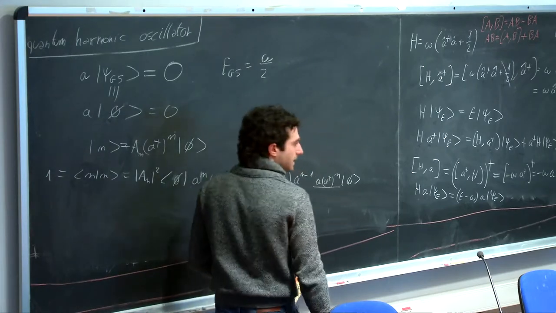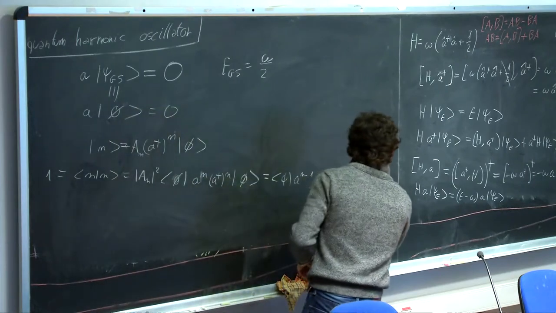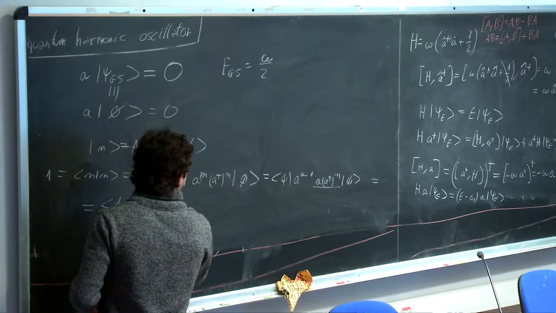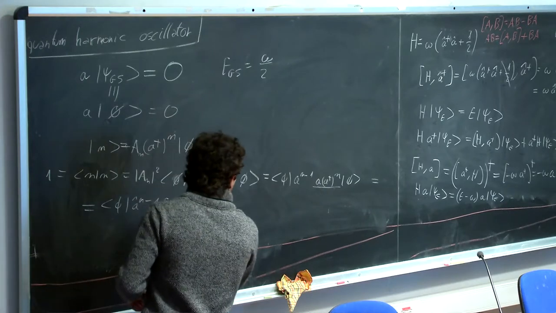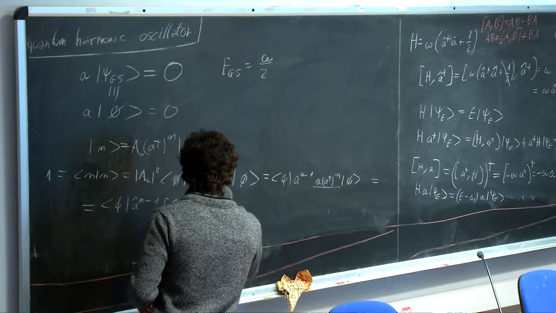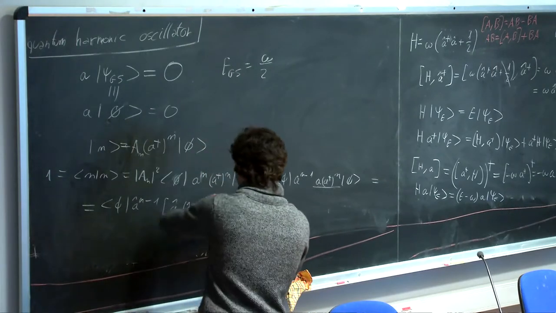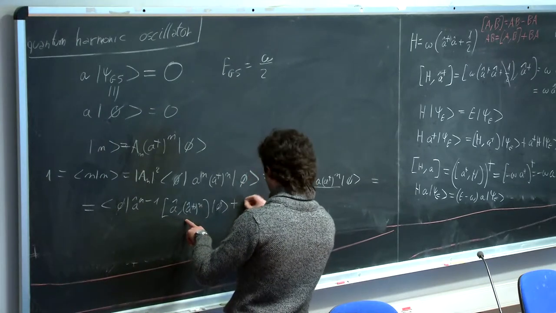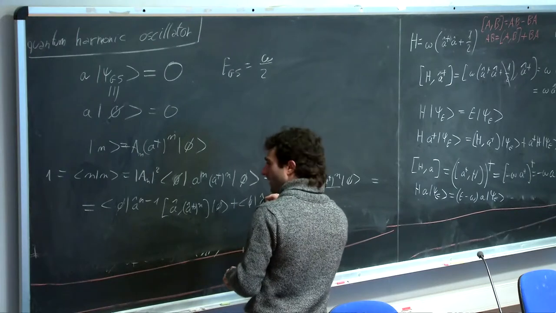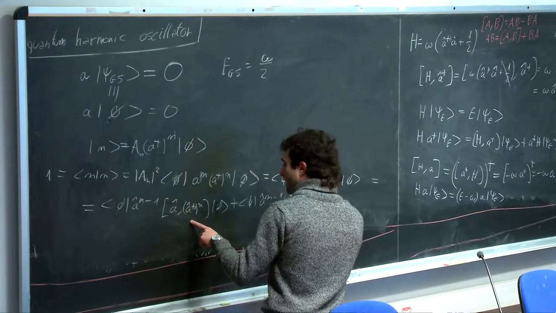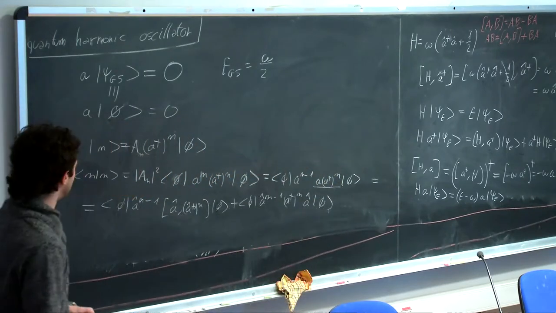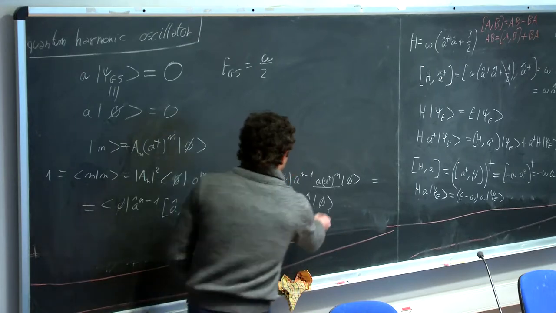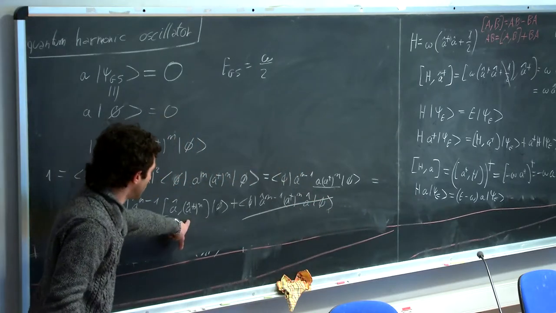And now I rewrite this term as the commutator plus the operators interchanged. So this is equal to vacuum, A to the n minus 1, the commutator between A and A dagger to the n, vacuum, plus vacuum, A to the n minus 1, A dagger to the n, A, vacuum. I just rewrote the same expression using a commutator here. But now A is applied to the ground state, so this term is equal to zero. And we are left with this.